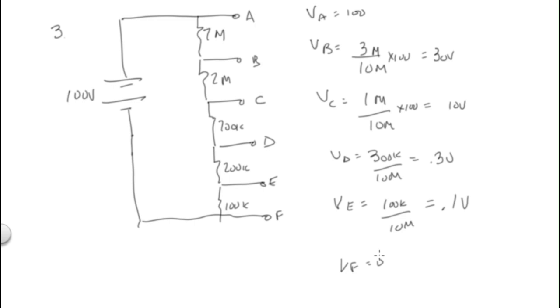I got these wrong. This one should be 3 volts. Sorry about that. This should be 3 volts. And this should be 1 volt. 0.3 divided by 10 times 100 is 3. And 0.1 divided by 10 times 100 is equal to 1. So these are the right numbers: 100, 30, 10, 3, and 1, and then 0. Okay, moving on.